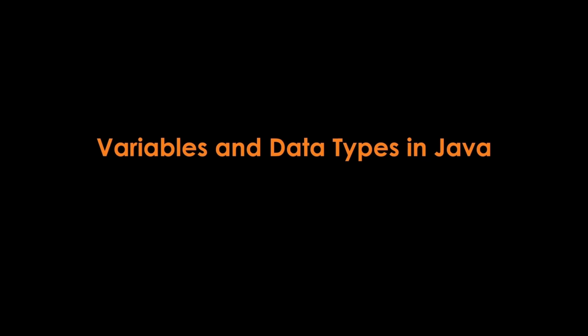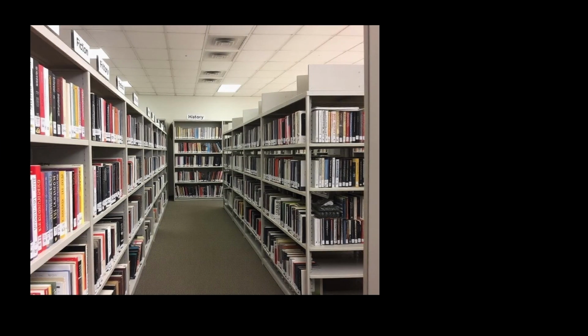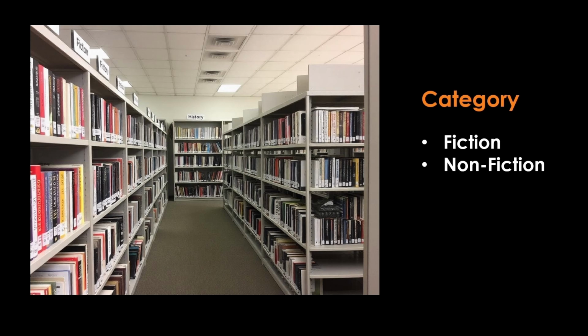What are variables and data types in Java? Let's imagine you are in a library. You see shelves labeled with fiction, non-fiction, science, and history. Each shelf containing books of a specific category.